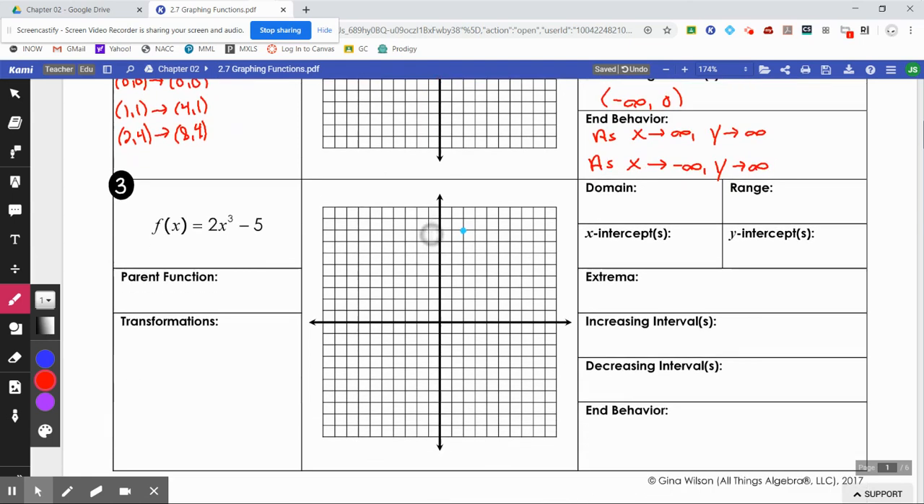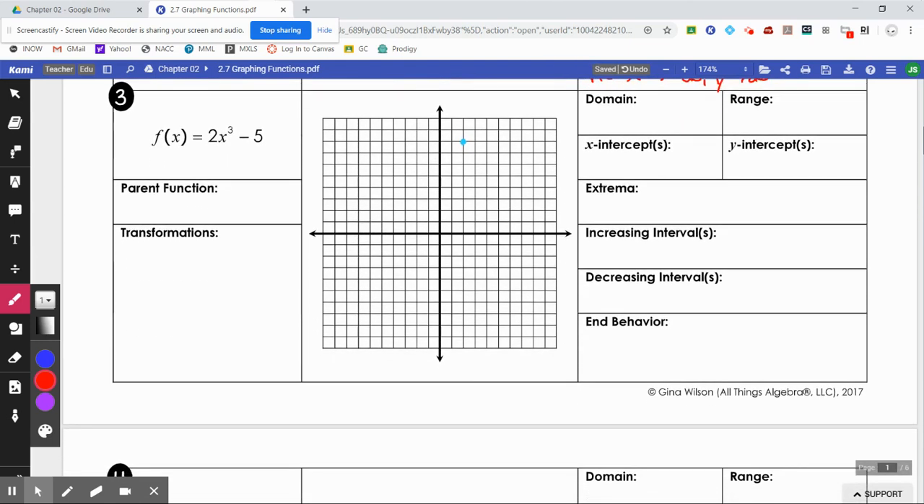Problem number 3, y equals 2x to the third minus 5. First off, your parent function would be y equals x to the third. Okay, your transformations, first off, the 2, that's going to be a stretch. Again, we're doing stretches, compressions first, flips second, and then translations third. Since it's not with the x, inside, that's going to be a vertical stretch. So I'm going to call it a y stretch times 2. And then the minus 5 would simply move it down 5 units.